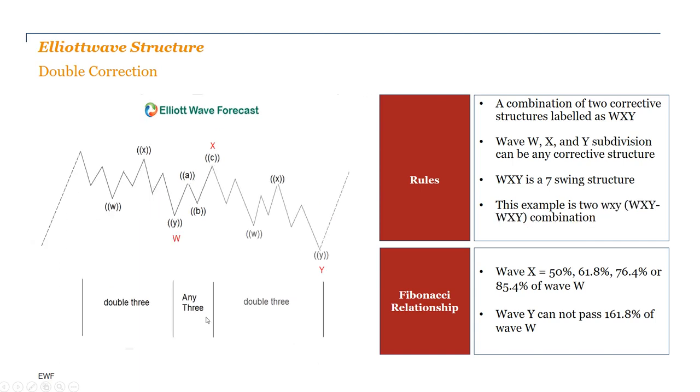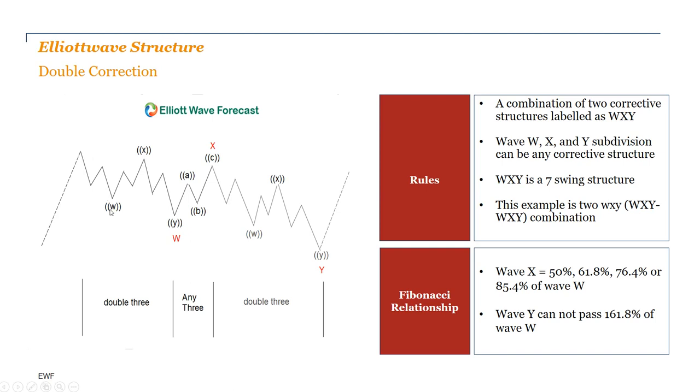Another example, this one is a combination of a double 3 and a double 3. So a double 3 is also sometimes another name for a WXY. So WXY is a double correction, or sometimes also called double 3. You can see the left side is itself another WXY but a lower degree WXY. Okay, and you can see this is 3 waves, so everything is in 3 waves, 3 waves, 3 waves.